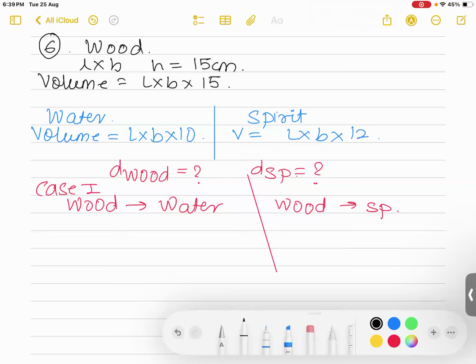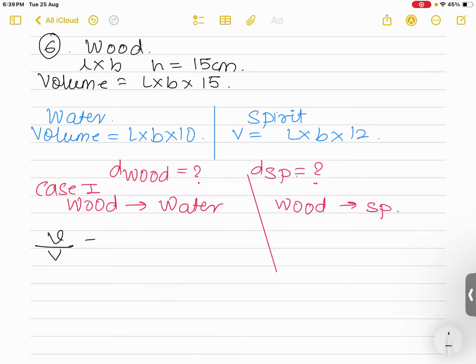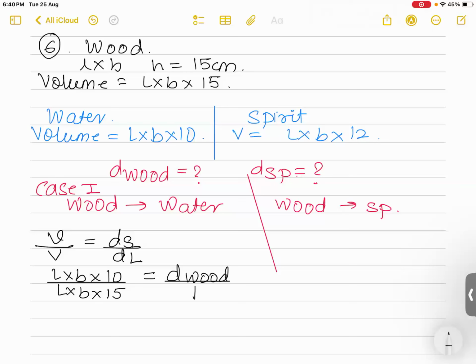So we will use the formula small v upon capital V is density of solid upon density of liquid. Small v is the volume which is inside the liquid, so it is L into B into 10. Total volume is LB into 15. Density of wood, that is solid, is not given to me, so I'll write it as it is. But since it is dipped in liquid, I will take density of water as 1, because everything is given to me in CGS. So I'm writing here density of water is 1 g cm^-3.